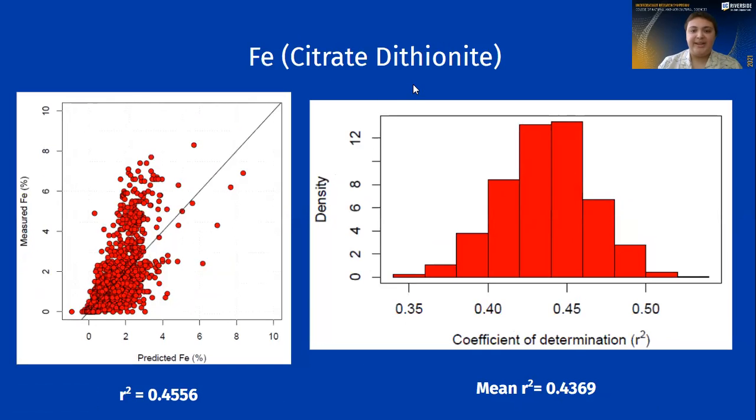Next was the citrate dithionite, which was noted to have an effect on color specifically, and it did have a higher R-squared value of 0.4556. As you can see, again, it predicts iron pretty decently in lower concentrations, but struggles to predict it accurately at higher concentrations. And here's the distribution of R-squareds again. And as you can see, it did not drop as much as that first one did, meaning that this model is better at predicting iron.